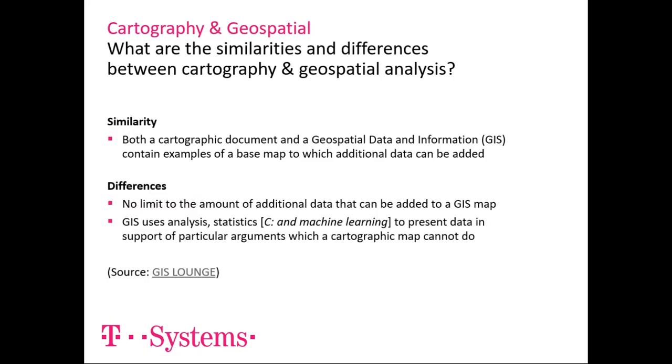Now, what are the similarities and what are the differences between cartography and geospatial analysis? The similarity is that both a cartographic document and geospatial data and information, GIS, contain examples of a base map to which additional data can be added. And the difference is that there's no limit to the amount of additional data that can be added to a GIS map. GIS uses analysis, statistics, and increasingly machine learning to present data in support of particular arguments, which a cartographic map cannot do.